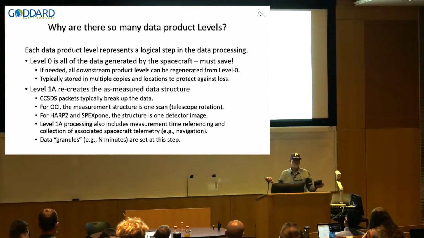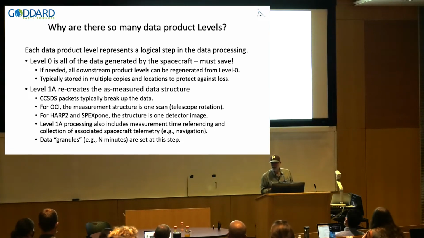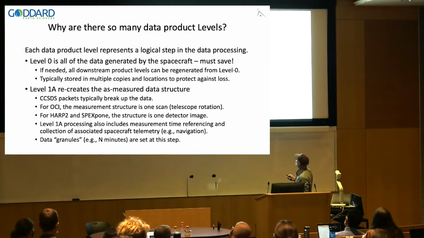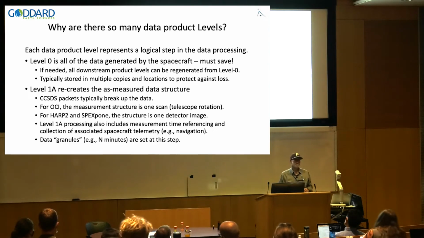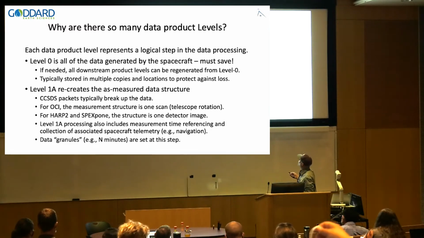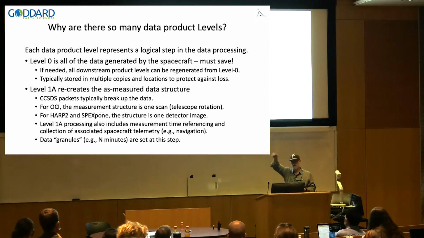So starting with level 0. Okay, first of all, this is everything the satellite made. This is what we've paid. In the case of PACE, am I allowed to state the number? Close to $1 billion. Several $100 million to generate. So we're going to save this. Every last bit of it is going to be saved. What we typically do is to store the data in multiple copies in different locations just to protect against data loss in one location. But all of the downstream product levels, if necessary, we can start again with the level 0 data and do it all forward again. So it's very important to save that.